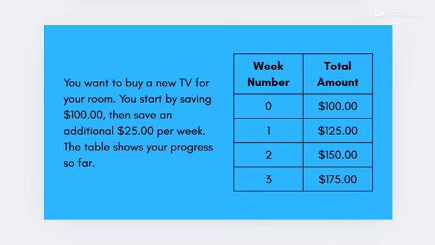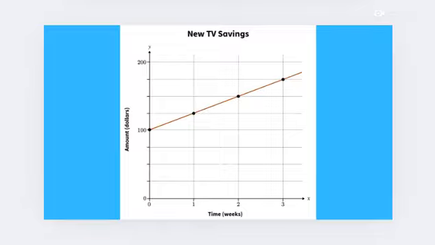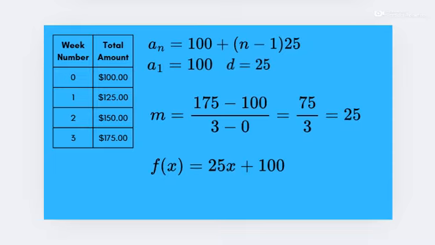That's illogical. So you want to buy a new TV for your room. You start by saving $100, then save an additional $25 per week. The table shows your progress so far. So at the beginning, you had $100, then each week you save an extra $25, which you can see on that table. This is what the graph is going to look like. Oops, sorry, I went too far forward.